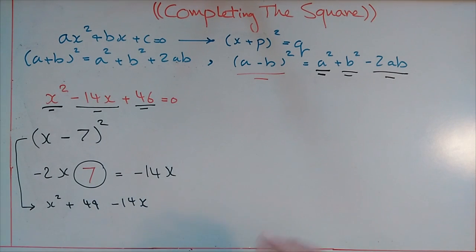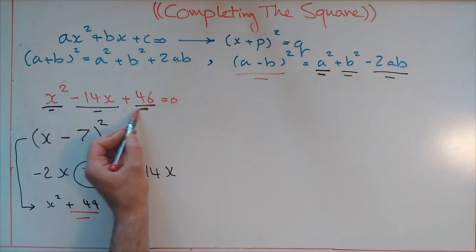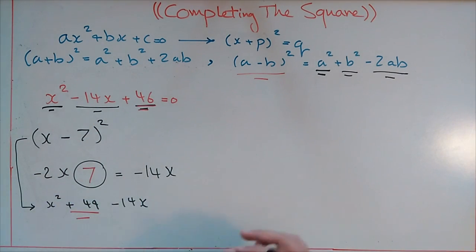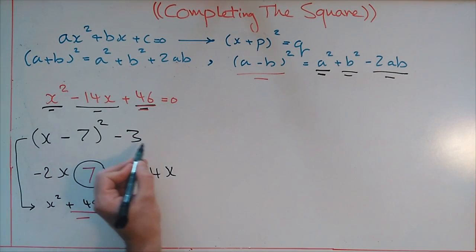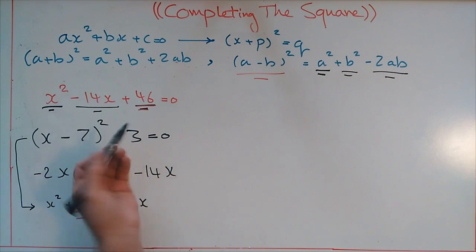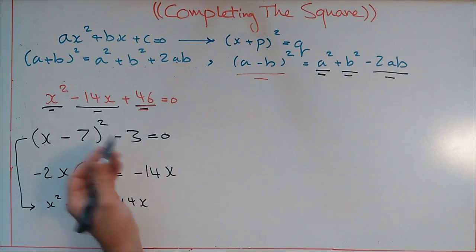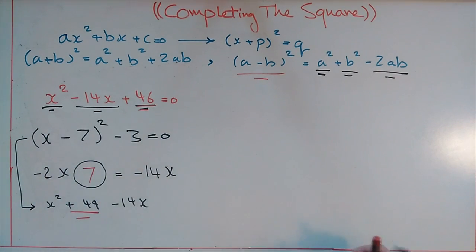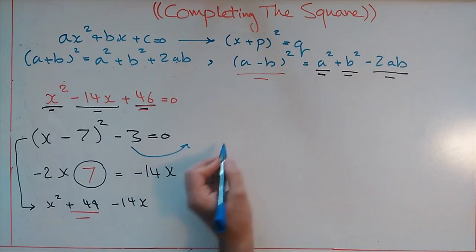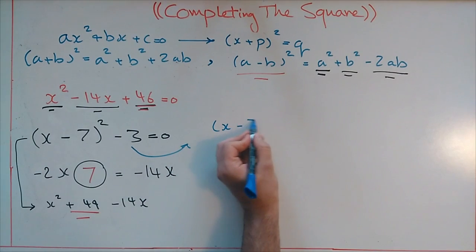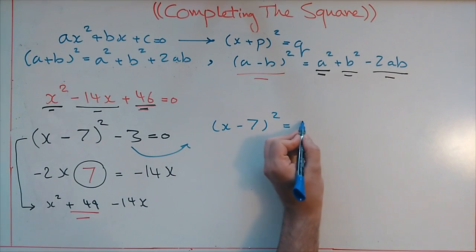Now we have the problem. This is positive 49 and this is positive 46. So all we need to do is to subtract 3 units. So I just put minus 3 and then equal to 0. And then all we need to do is to solve the equation. So I bring 3 to the other side. I get x minus 7 squared equals 3.